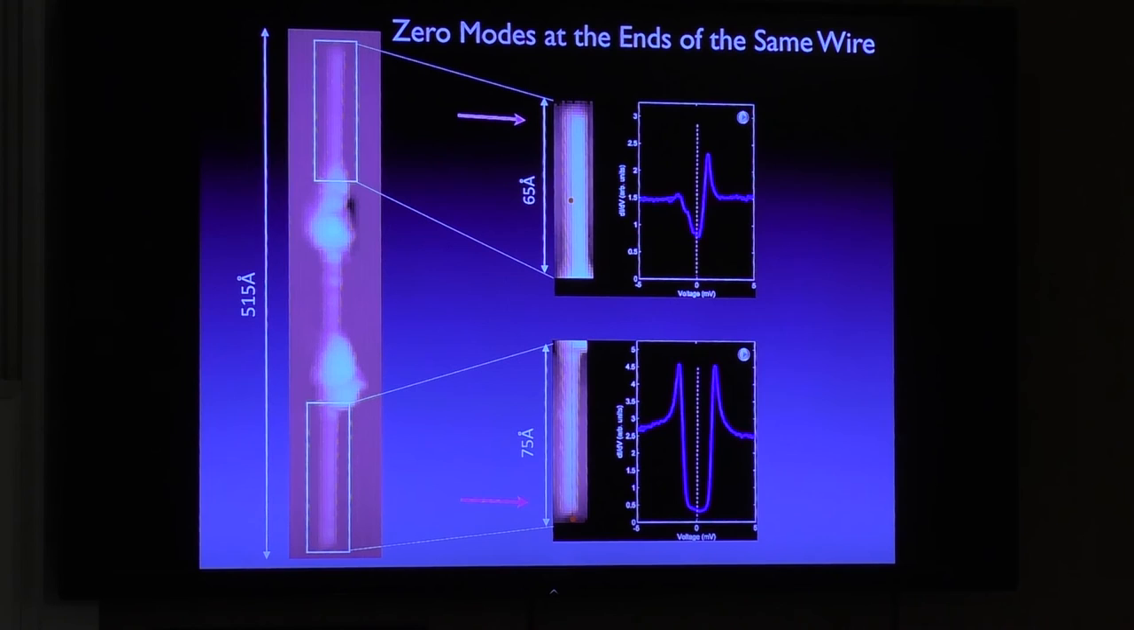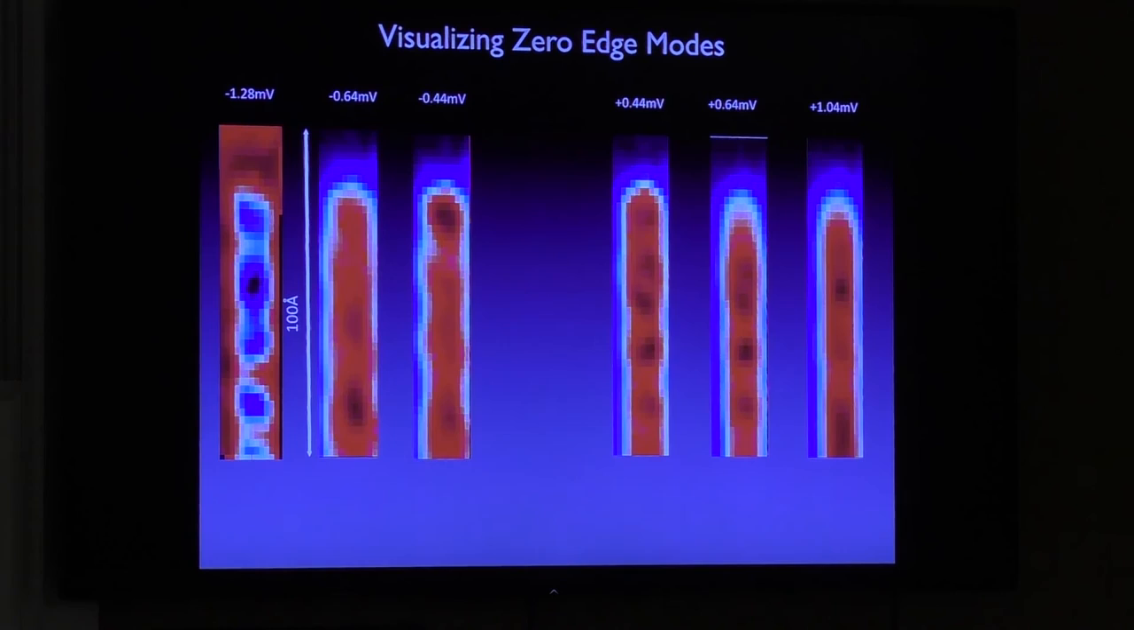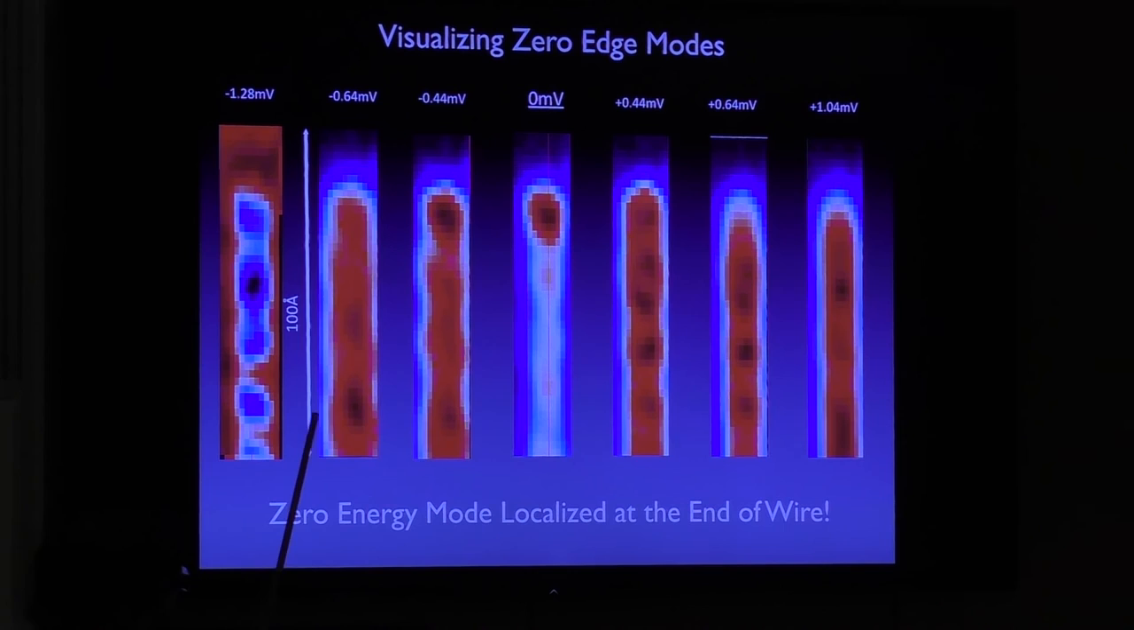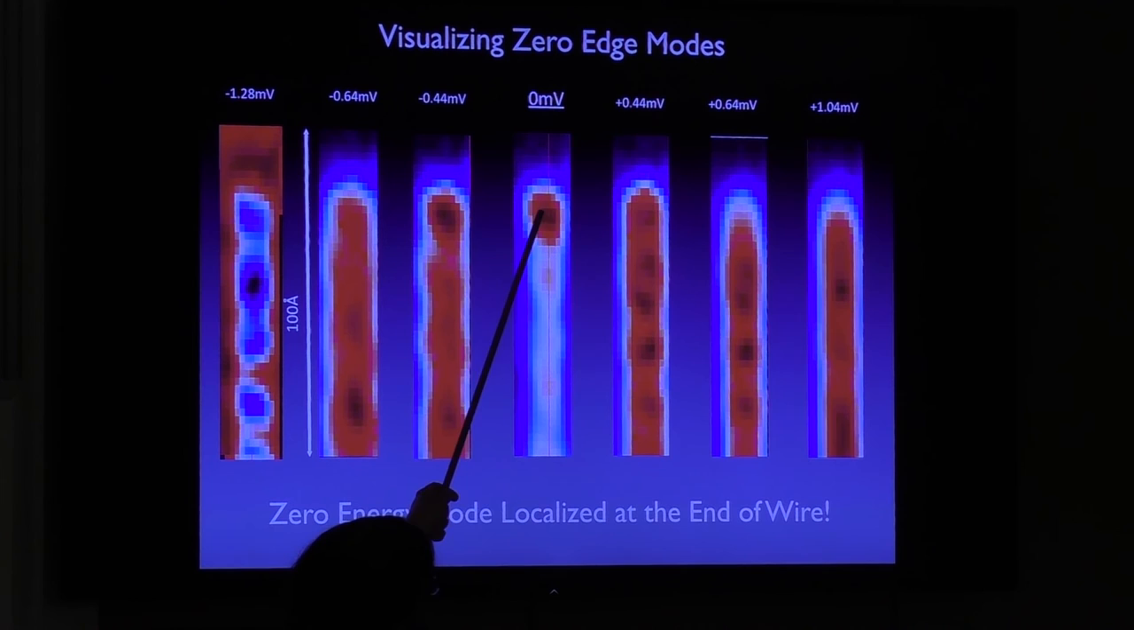Okay, and from this data you can also see now, at least on my screen, that there's a zero bias peak that disappears as I go inside the bulk of the wire. So you can plot this on a color scheme, looking at different energies, tunneling current basically, and you can see at zero energy, there's a spatially localized thing at the end.